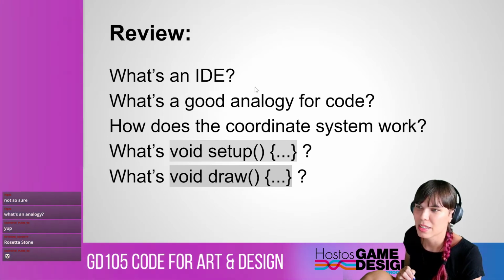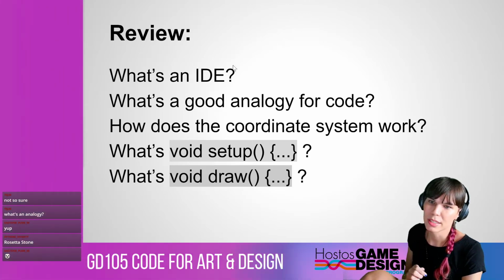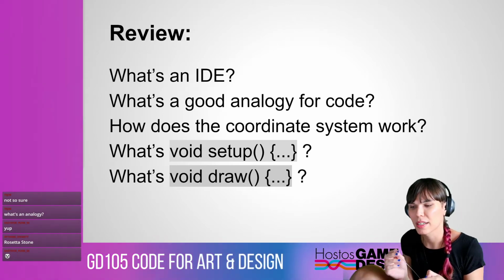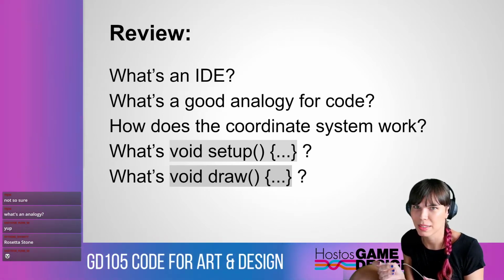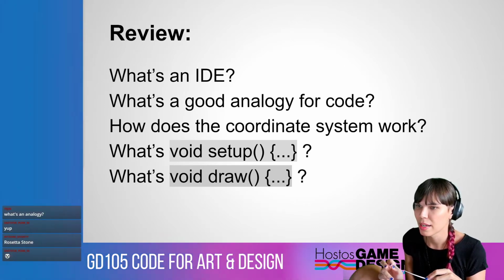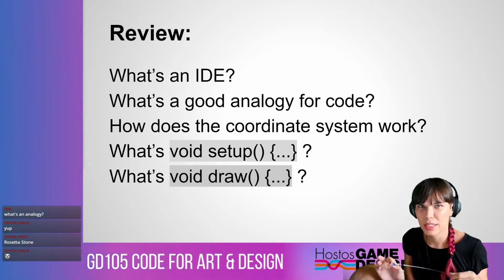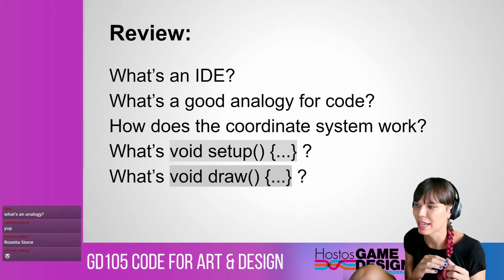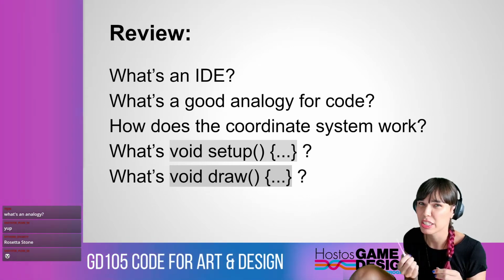Okay, so how does the coordinate system work? We talked about the Cartesian coordinates, Cartesian coming from Descartes, the philosopher René Descartes. It works similarly in Processing. So how many axes do we have in Processing? How many axes have we used?